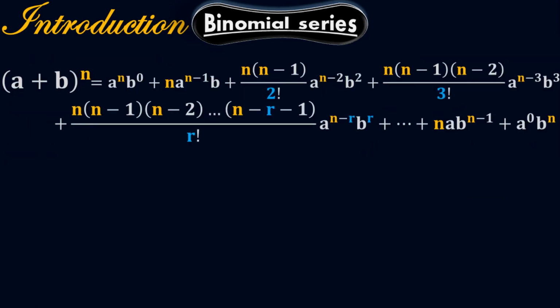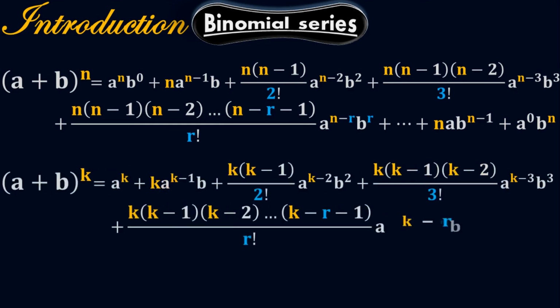But in some books or in some resources, the authors write the binomial series in this way. It is absolutely the same thing. It is just a matter of k and n. You just replace n by k. In some books they have written k. In some books they have written n. There is nothing different between this and this. So whether you use the binomial series with the k or with the n, it is up to you.